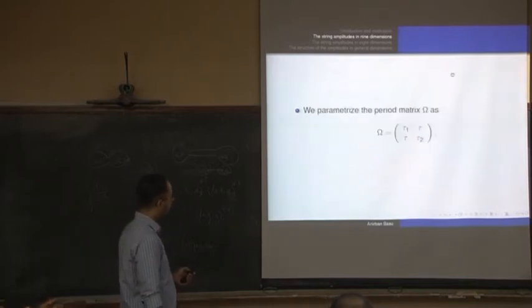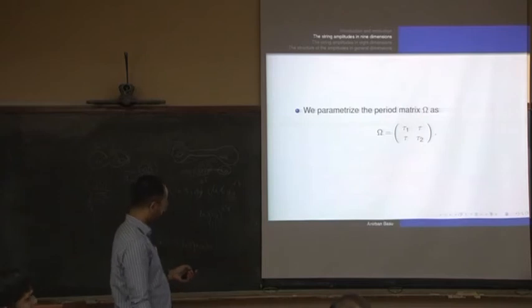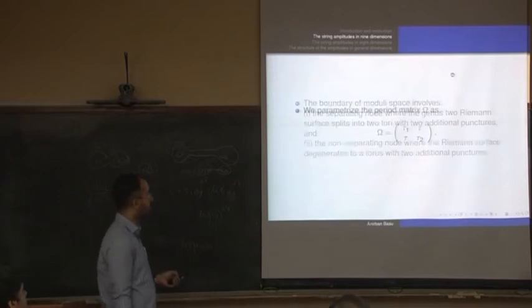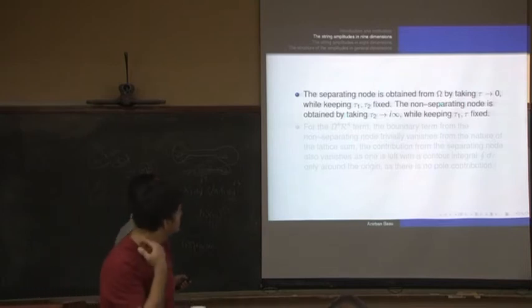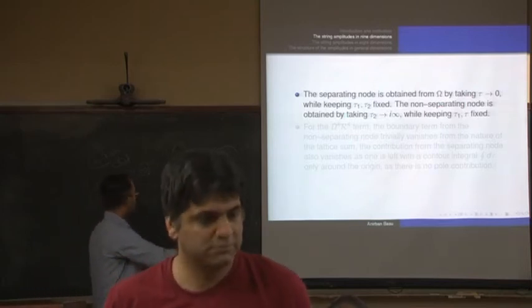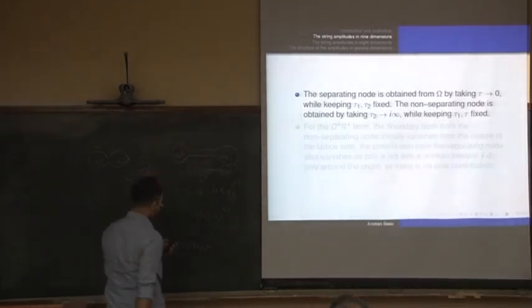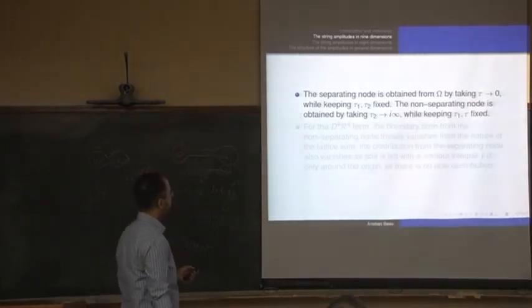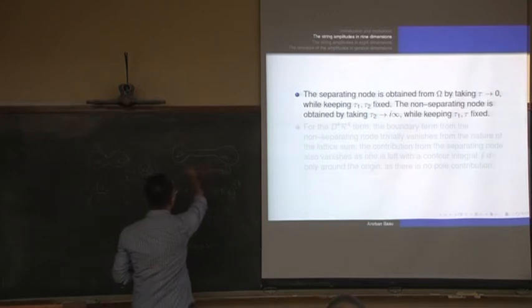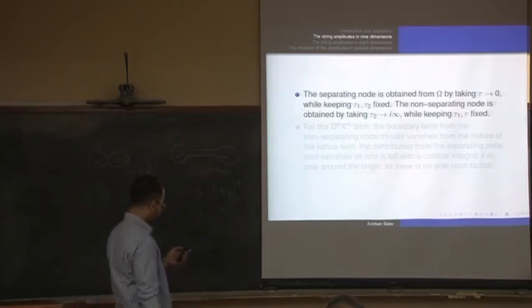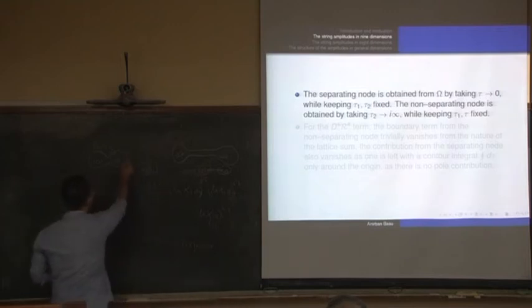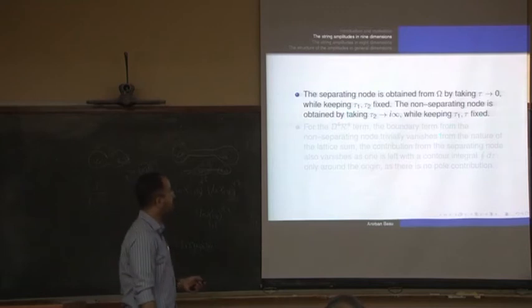So in terms of the period matrix, this is the period matrix. I'll tell you what the degeneration nodes correspond to. The separating node is obtained by taking tau to 0, which is the off-diagonal part, while keeping tau 1, tau 2 fixed. Then tau 1 and tau 2 become the complex structure moduli of these two tori. And the non-separating node is obtained by taking tau 2, this guy here, to i infinity, while keeping tau 1 and tau fixed.